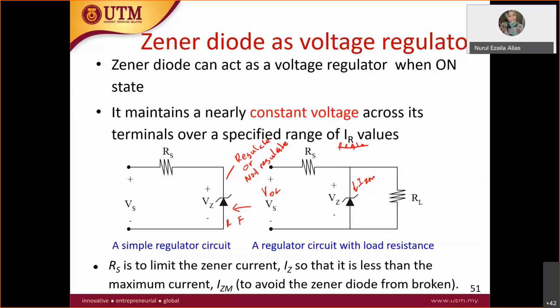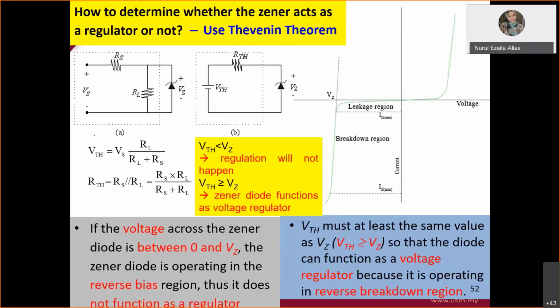It has RS to limit the current, a regulator VZ, and finally RL. To define whether this Zener diode regulates or not, you need to use the Thevenin theorem. Thevenin theorem is usually a voltage divider theorem. I think I have shown you some example during DC load line. This is how the circuit looks like.